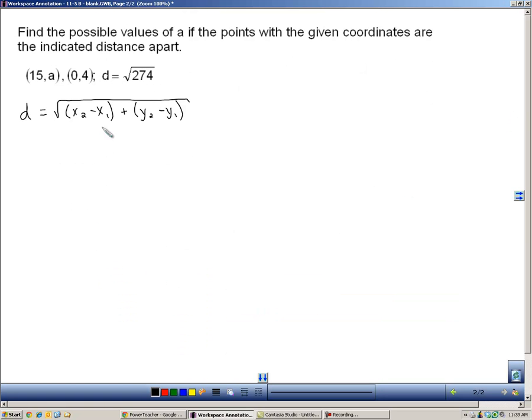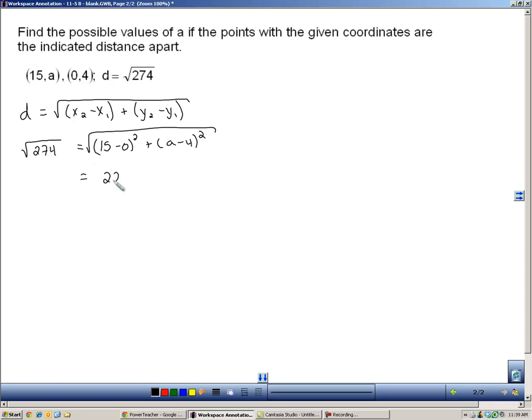Here's our second example using the distance formula to find a value that we do not know when we're given the distance. So I'll plug in the distance of square root of 274. My x's, I'm going to do 15 minus 0. And for my y's, I'm going to do a minus 4. Now again, I'm not going to rewrite every single step here. So 15 minus 0 is 15.